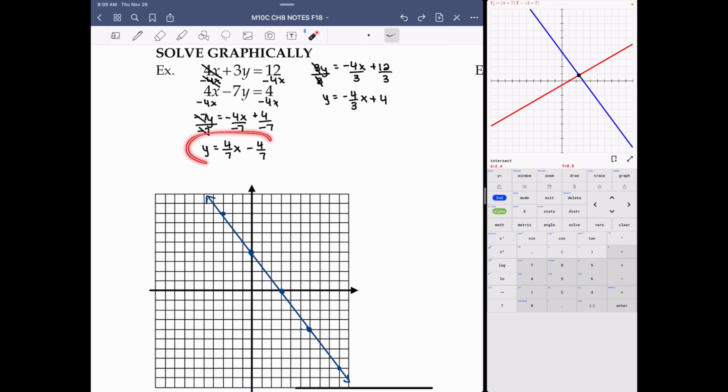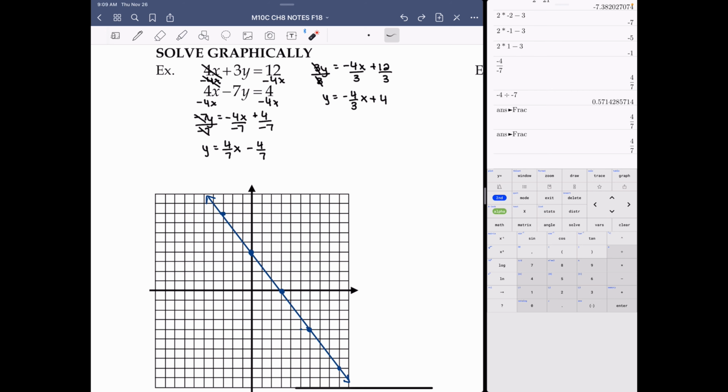Then I graph the next one, which is 4/7x minus 4/7. Our y-intercept is -4/7. I can go back to my calculating screen and calculate that. -4 divide 7 as a decimal is -0.57. So at about y equals -0.5. So approximately here, we're going to put a point.